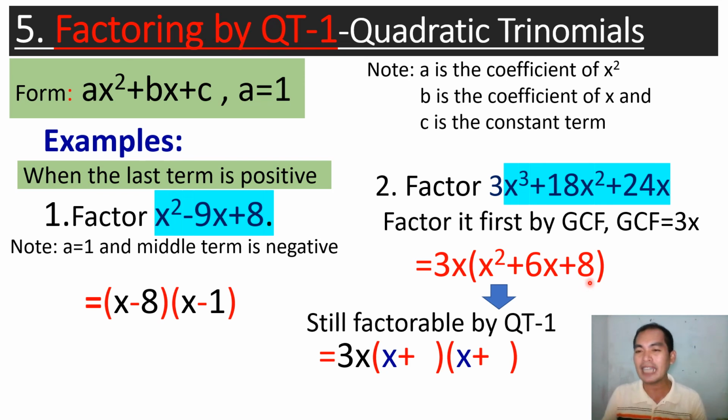For instance, 8 times 1. Pag minultiply, 8. 8 plus 1, 9. Hindi pwede. 4 times 2, 8. 4 plus 2, 6. Yun ang kukunin mong factors. Hindi po 2 and 8, 16 na yon. Dapat 2 and 4. That when you multiply, the answer is 8. But when you add, the answer is 6. At ito na yung complete factored form of the given trinomial.